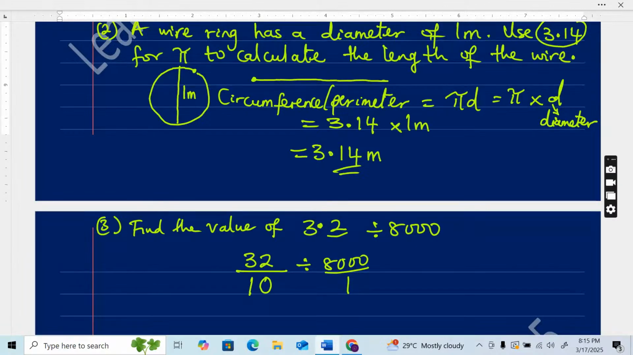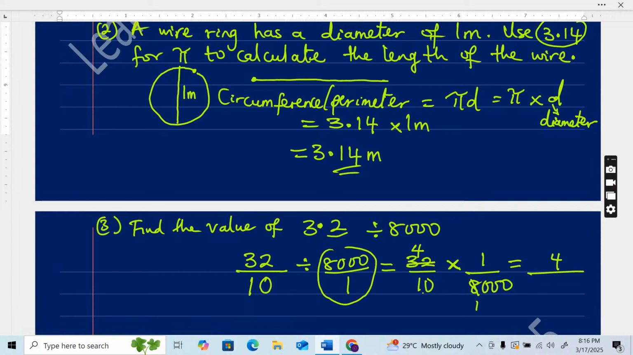Now, when dividing by a fraction, you multiply by the reciprocal of the fraction. So we're going to have 32 over 10. Division will be multiplication, and this number 8,000 over 1 will become 1 over 8,000. All right, so 8 can divide 32. 8 into 8 right here is 1. 8 into 32, that is 4. So we're going to have 4 times 1 will give us 4 over 10 times 1,000 will give us 10,000.